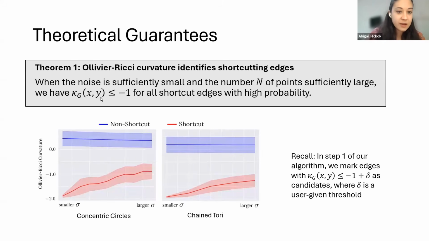So in this figure, we're showing 2 toy data sets, concentric circles and chained tori, like this. And you can see that even for relatively large amounts of noise, the ORC of shortcutting edges, in red here, still tends to be negative and something around -1 or below. And the non-shortcutting edges, which are edges that actually lie along the manifold, all tend to have positive ORC.